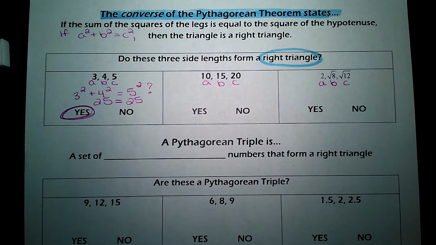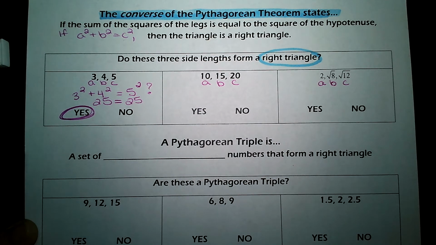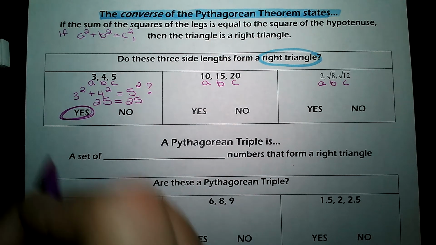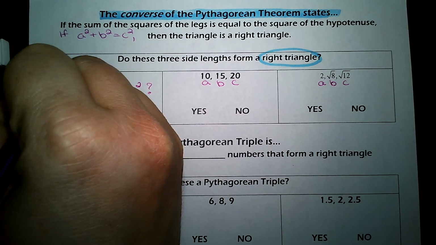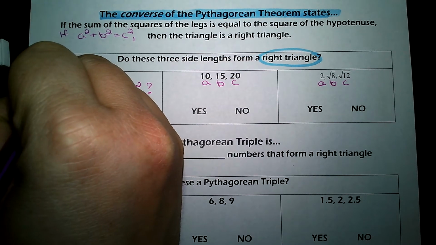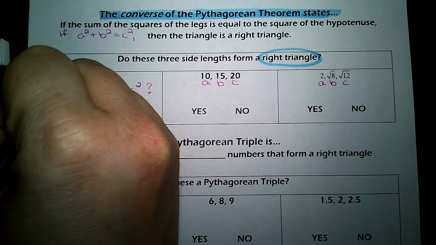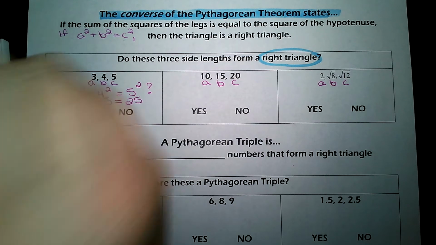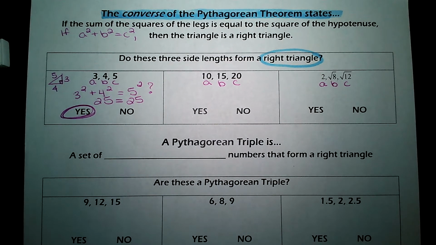A 3-4-5 triangle is a right triangle. In fact, it's a very, very famous right triangle. A 3-4-5 is a very famous Pythagorean triangle.